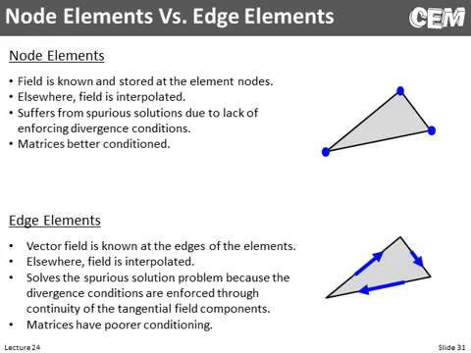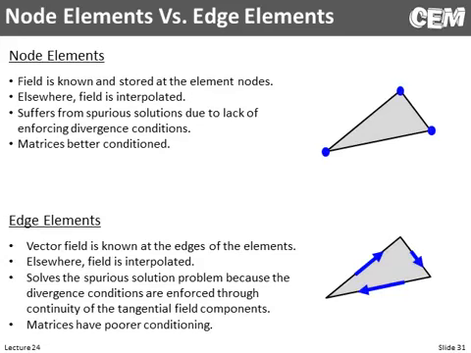In finite elements, there's really two different categories of elements. There's what's called node elements, and there's what's called edge elements. So node elements were the first invented. And we have our ordinary triangle, but we say that we're only going to know and store the field value at the vertices or the nodes of this element. Anywhere else inside or outside the element, we're doing some kind of interpolation to figure that out. So this is very much like the finite difference method. We only know the field at discrete points.